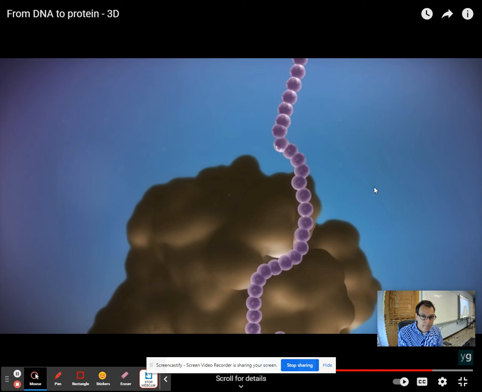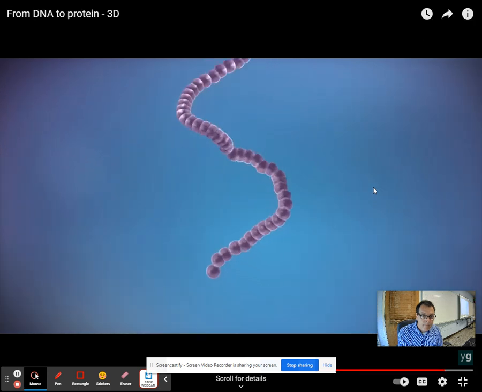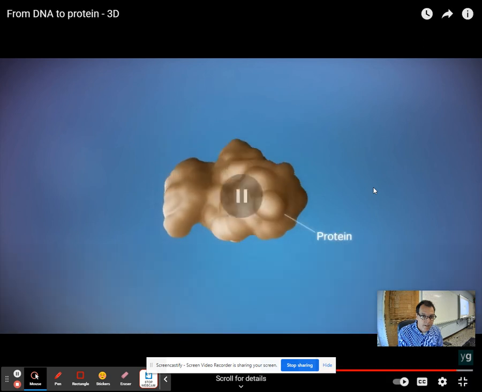Once the last amino acid has been added, the chain folds into a complex 3D shape to form the protein. Proteins are not single lines of amino acids. They are made of these amino acid molecules, and they will interact with each other and form different types of covalent, ionic, and hydrogen bonds that will give them specific shapes. And that's what causes them to function.